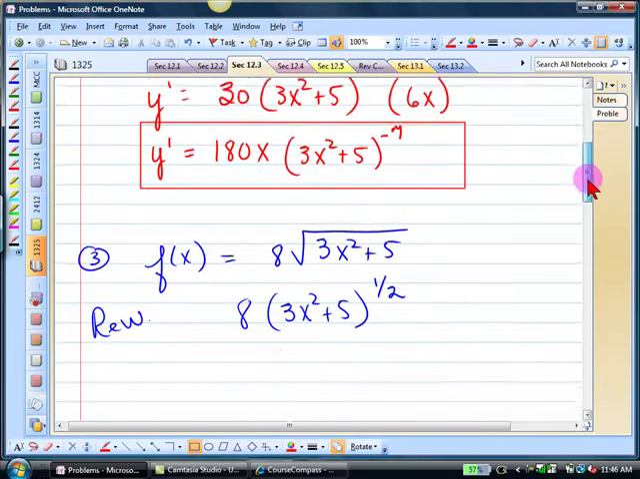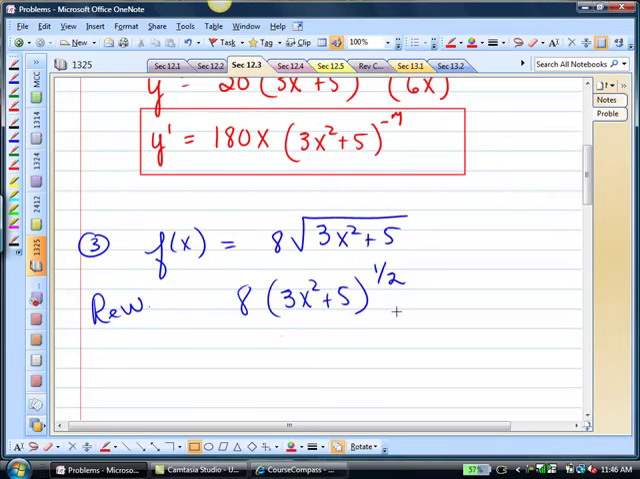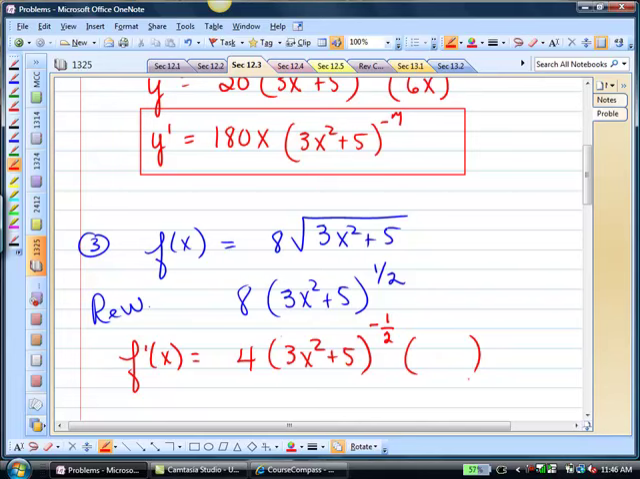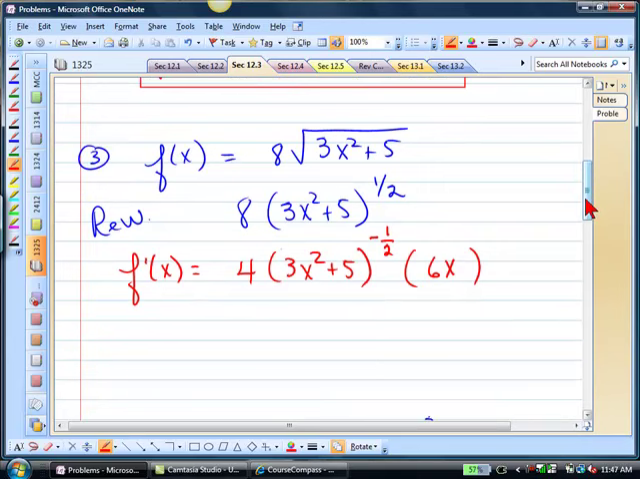Okay. So we'll rewrite this as 8 times that to the 1/2, and then we're going to use the chain rule. So f prime of x is equal to, what's 1/2 of 8? 4 times this to the what? Negative 1/2 times, what's the derivative of the inside? 6x. Okay. And then we can go ahead and we'd have 24x times this.